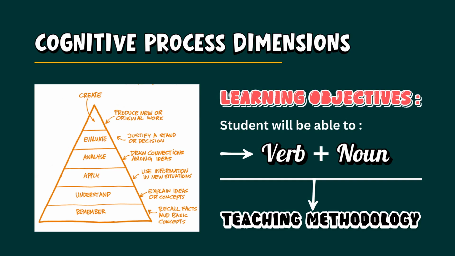If you already understand how to create learning objectives, the next step is to determine your teaching methodology, that is, how you deliver the lesson at each cognitive level. Each level of the cognitive process dimension requires its own method of teaching. For example, remembering may rely on drills or repetition, while analyzing may use case studies. Because each level has its own unique delivery style, we will discuss this in a special video dedicated entirely to teaching methodology.